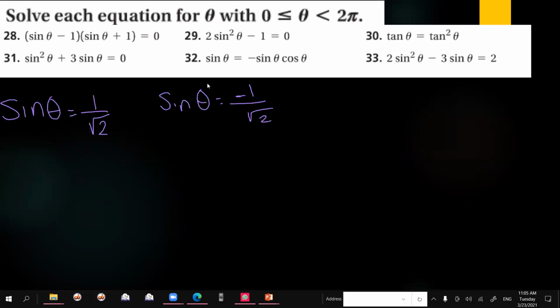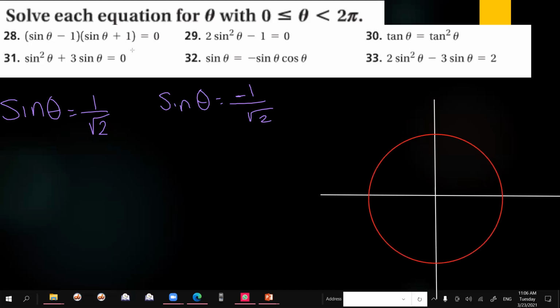Let's solve now these two small equations here. Sine of theta is 1 over square root of 2 and negative 1 over square root of 2. Let's remember now our unit circle. For the sine, one of them is 45. So sine of theta is 1 over square root of 2. Which angle has sine 1 over square root of 2? It is 45. One of them is 45.